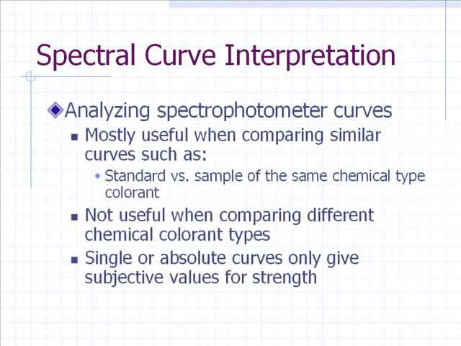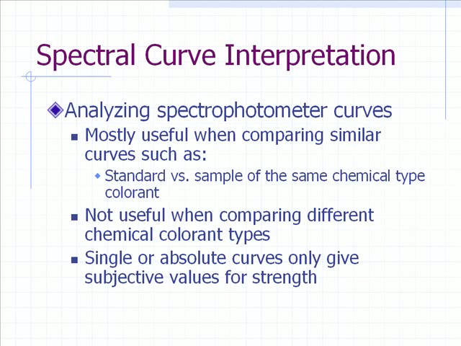So when we use our curves, they're mostly useful when comparing similar curves, such as a standard versus a sample of the same chemical type. So if you have one color you're looking at, and it's made up of one set of colorants, and then your trial is made up of a whole different set of colorants, you can't compare the curves too easily. It's not useful when comparing different chemical colorants. But one thing that it can tell you, if that's what you're doing, is that it can show you that there's a difference between them and that you're going to have metamerism present there.